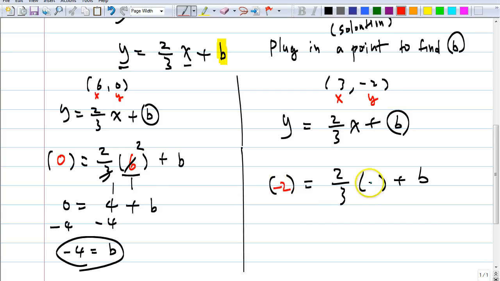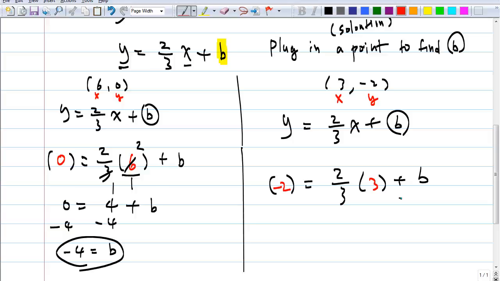Good. What goes in here? 3. And go ahead. Everybody solve for b. I'll give you time. You should all get -4. It doesn't matter which ordered pair you use, because these are solutions to this linear equation. So when you plug in any one of these solutions, you should get the same b. Okay, go ahead. Everybody try. See what you get.